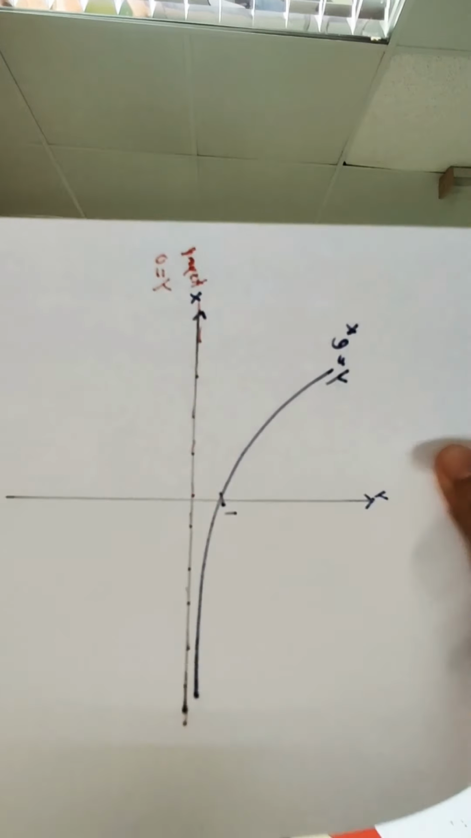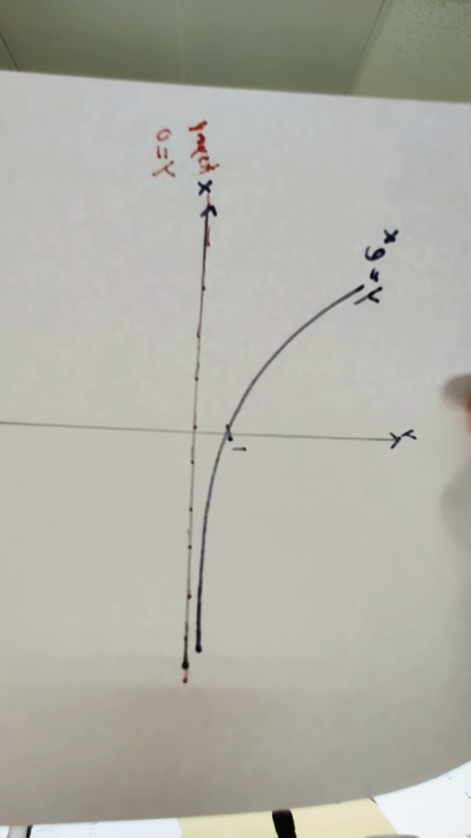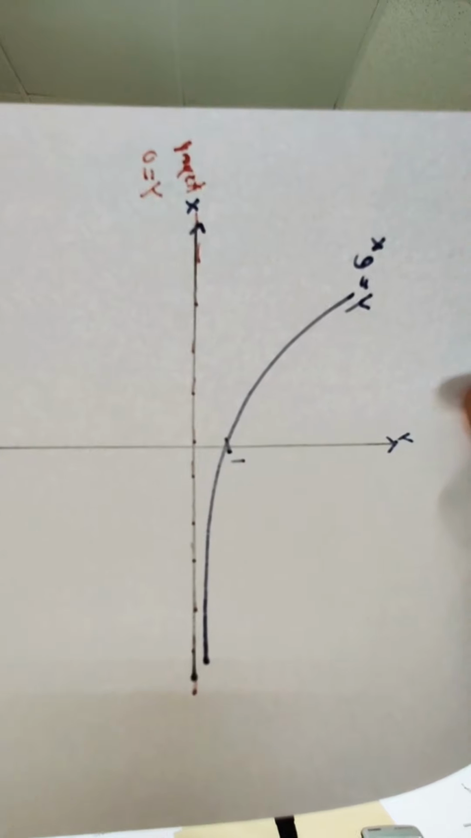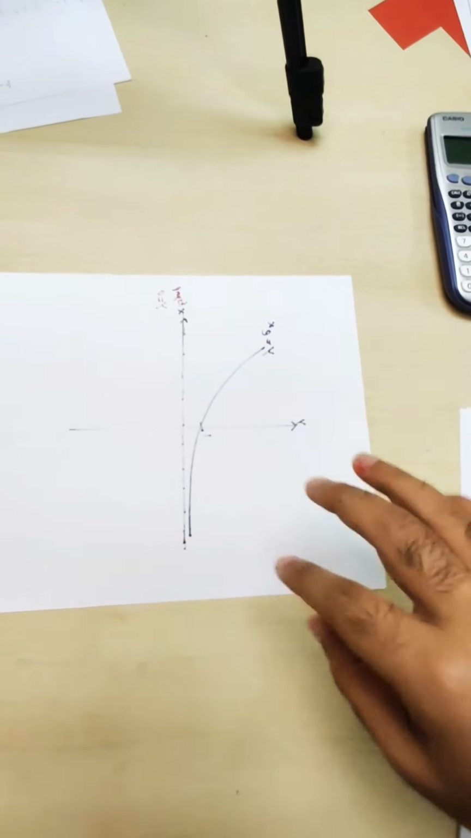This looks very similar to something. You have seen this graph before. What do you think it is? It's a ln graph. So you can see the exponent graph and the ln graph, we can change them to each other.